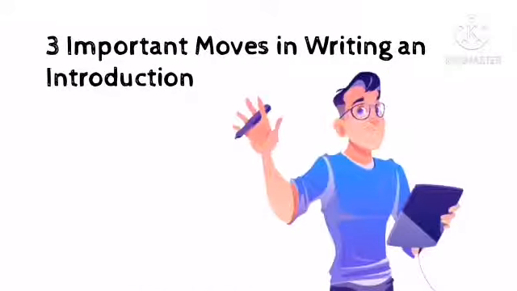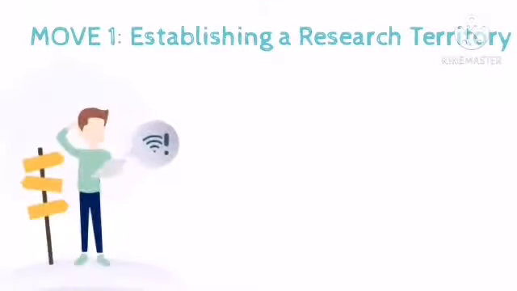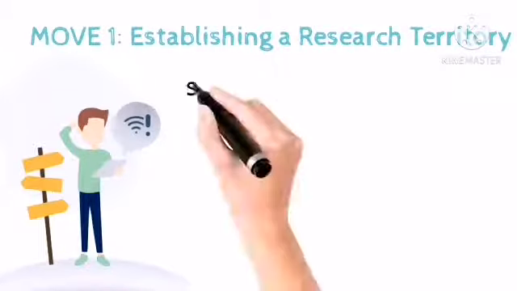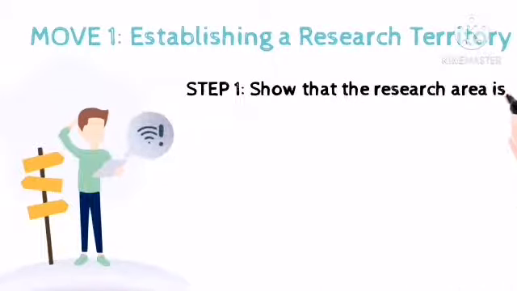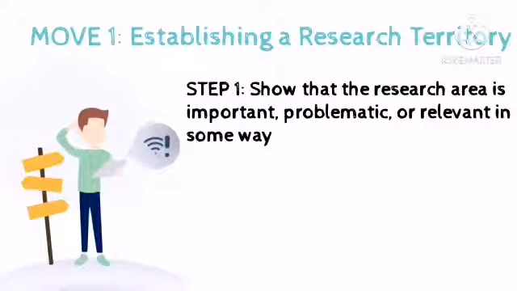So there are three important moves in writing an introduction. The first move is you have to establish your research territory. Now, you don't want your readers to get lost while reading your introduction. There are a lot of topics that you could possibly talk about within a research area, but you have to specify and direct them to the problem that is being addressed.